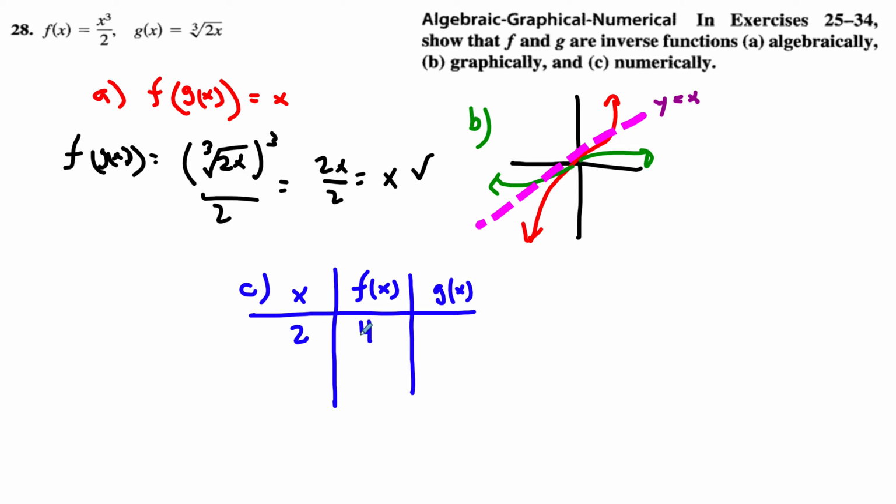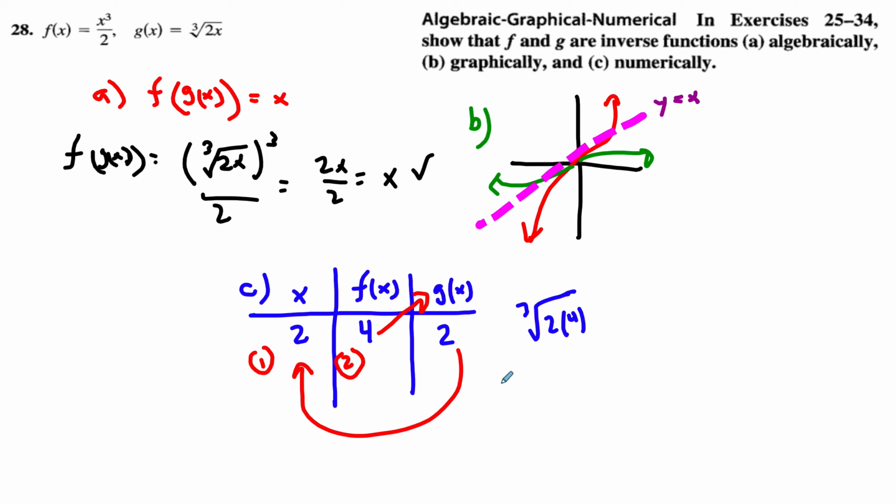So now if I take this output and plug it into g of x, which means I'm going to take the cube root of 2 times 4. Well, 2 times 4 is 8. The cube root of that is 2, which means I started at x, then I ran f of x on it, and I got 4. Then I plugged that in, and I got back to where I started, which means that g of x undid f of x, which demonstrates numerically that we're looking at inverses.